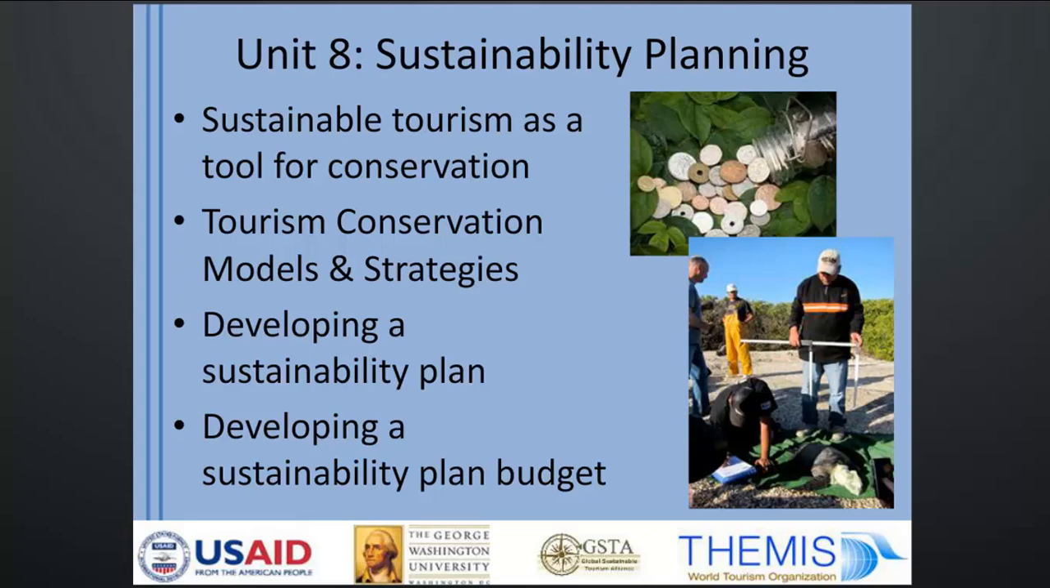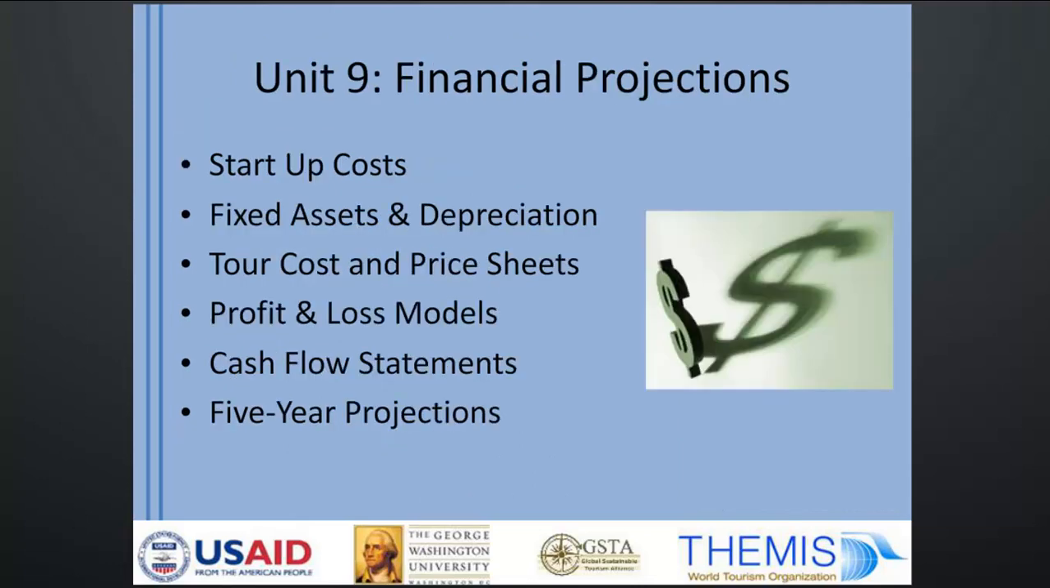translates to the financial projection section as well, which is specifically developing a budget that covers the costs and the resources required to implement those sustainability activities. And finally, Unit 9, the section that makes some people groan, but makes me very excited, is the financial projections unit. This again, along with the products themselves and often the marketing strategy, is the section that most investors turn to with the most interest.